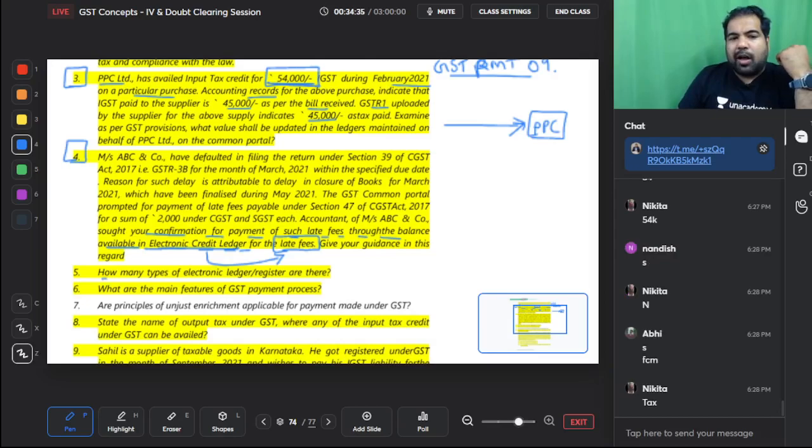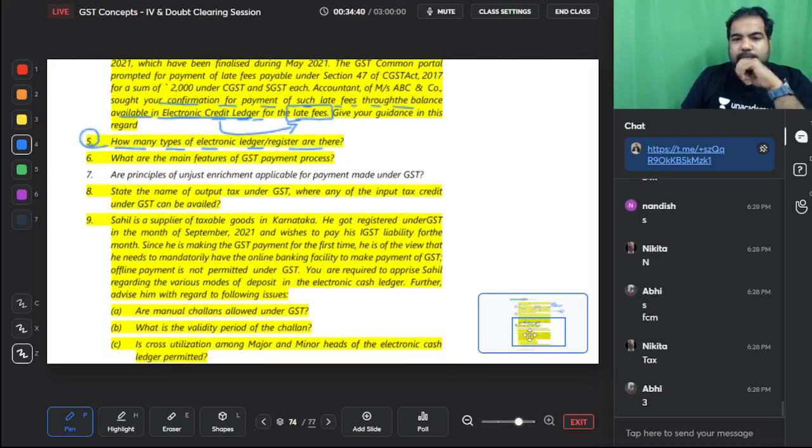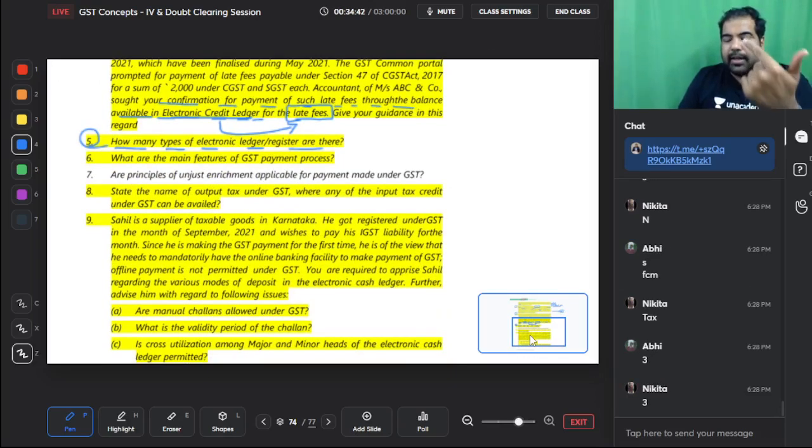Perfect. How many types of electronic ledgers are there? Please read and please answer. 3. Credit, liability and cash.